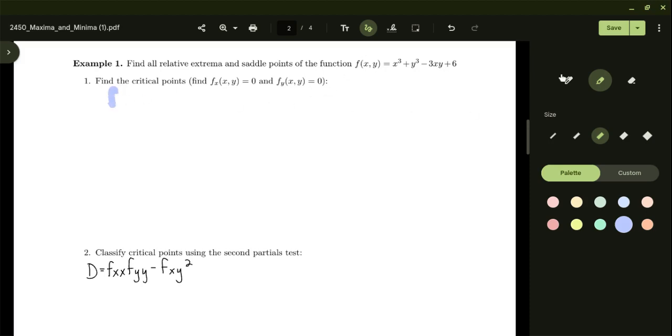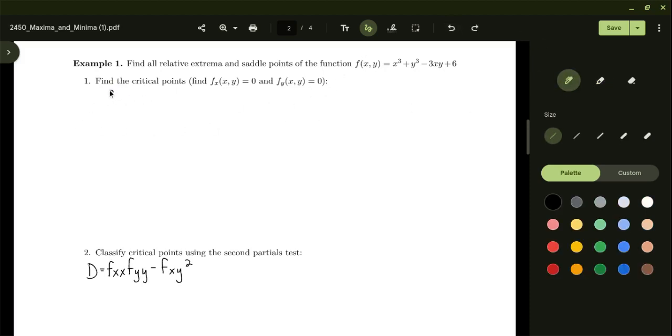First I'm going to find the partial derivative with respect to x, which is just going to be 3x squared minus 3y. Then finding the partial with respect to y of our function, we get 3y squared minus 3x. Our next step is to set these expressions equal to 0 and then solve for x and y. Here you'll notice that we have a system of two nonlinear equations.